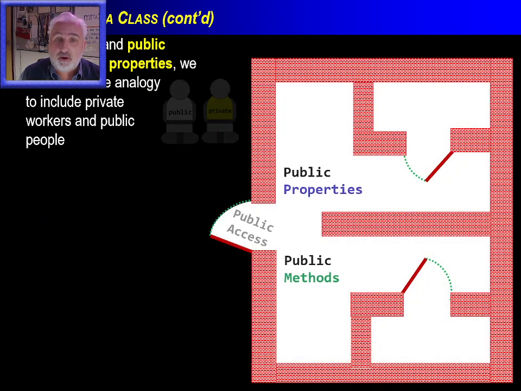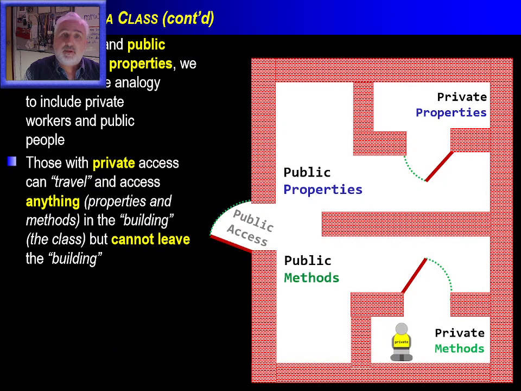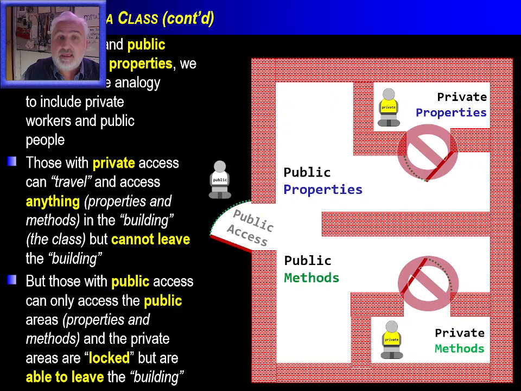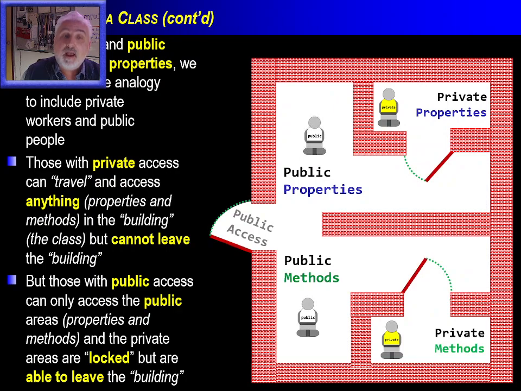Now let's connect that to coding. If we think of one area of the building as the properties area and one area as the methods area, then you could also tie in a worker in the building. A private worker has access to the private areas. A public person would not have access to the private areas, but a public person can leave the building, whereas a private person, someone who works in the building, cannot leave. This analogy draws nicely with the modifier words public and private.